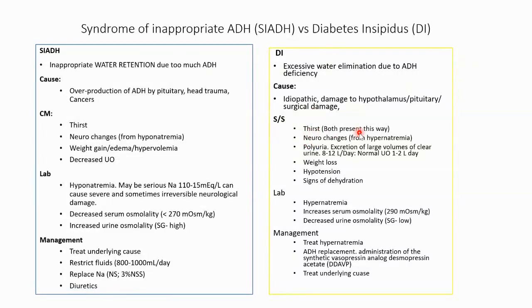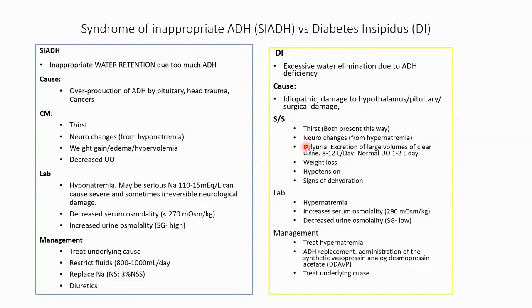Signs and symptoms, we kind of started covering. We just talked about thirst being present. Both present this way. Neuro changes from hypernatremia. Why do they have hypernatremia? Think about all the water leaving their blood, and so their sodium stays the same. We draw their blood, and it appears that there's a ton of sodium in there because it's not being diluted by the water because the water is out. Polyuria, right here, circle it. This is often how we see it.